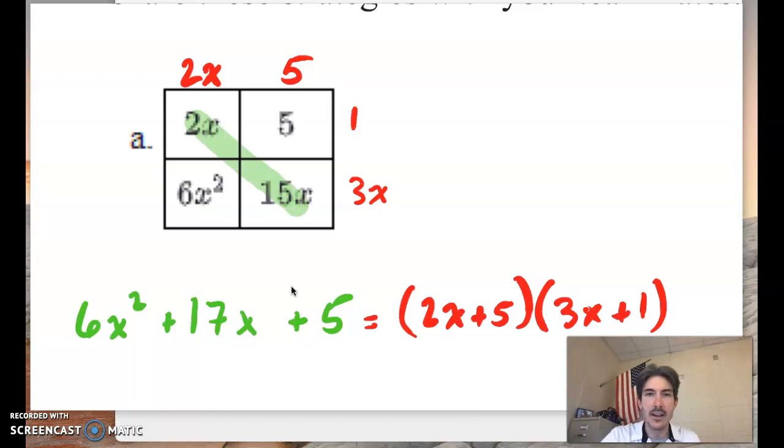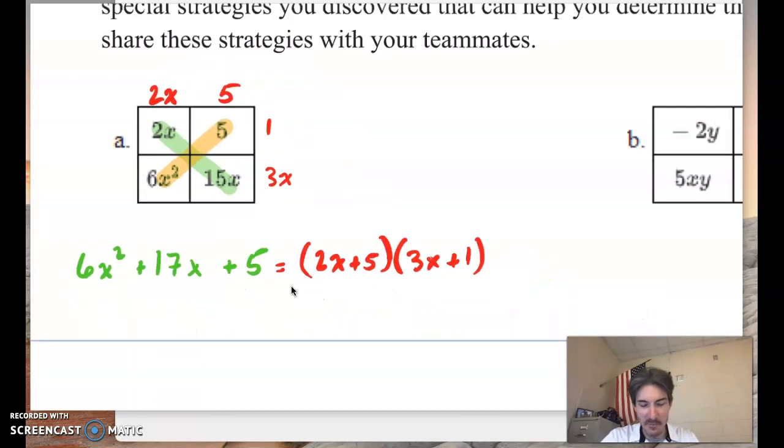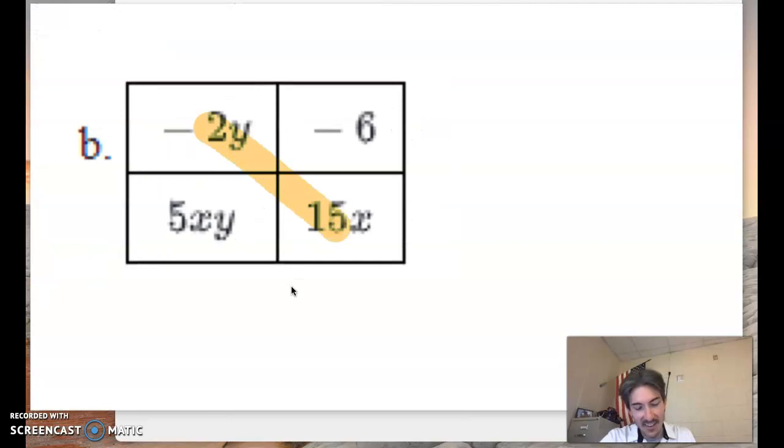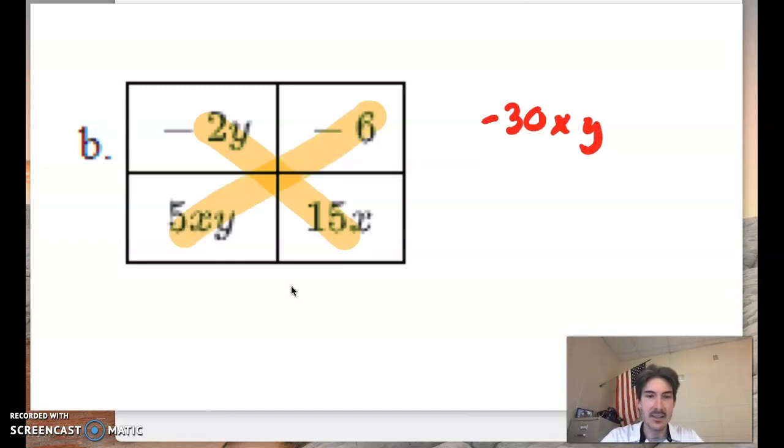What's 2x times 15x? Hey, that's 30x squared. What's 6x squared times 5? Some of you guys realize that's the exact same problem, right? What if we jump over here? What if we tackle this one? What's 2y times 15x? 2y times 15x is negative 30xy. What's negative 6 times 5xy? Also negative 30xy.